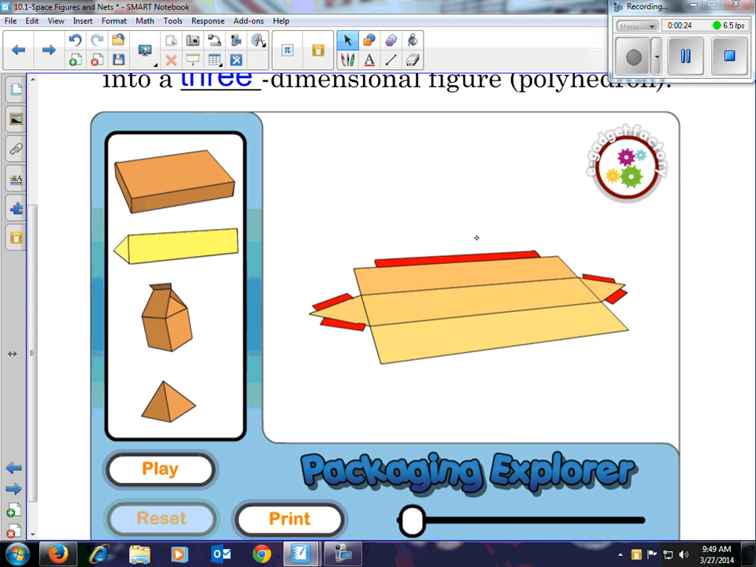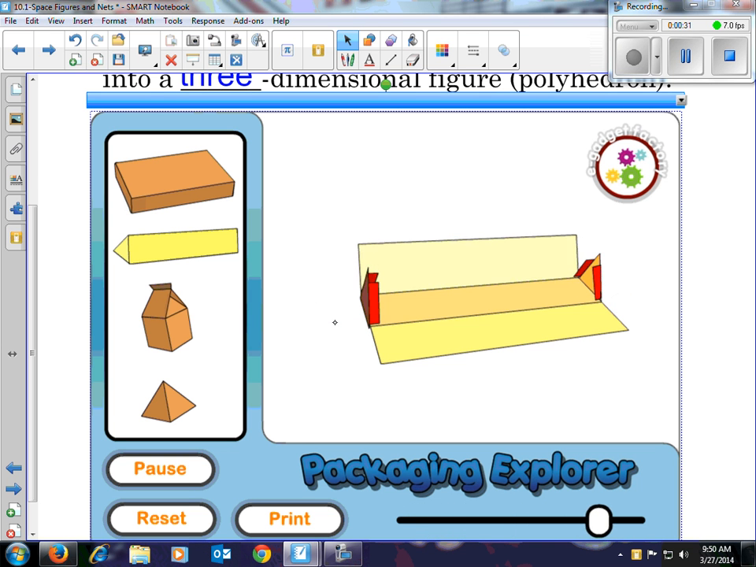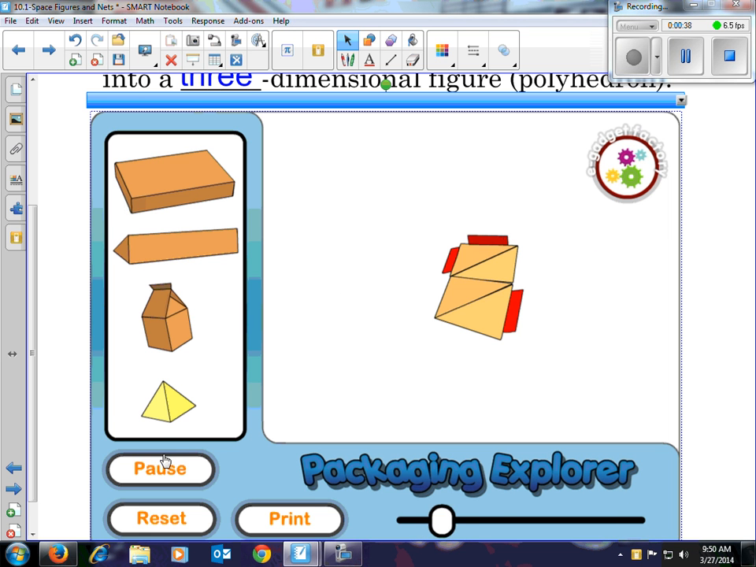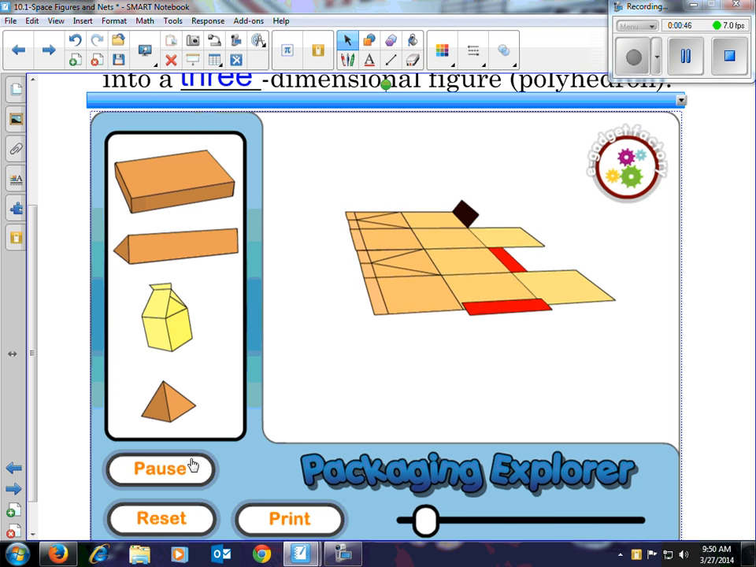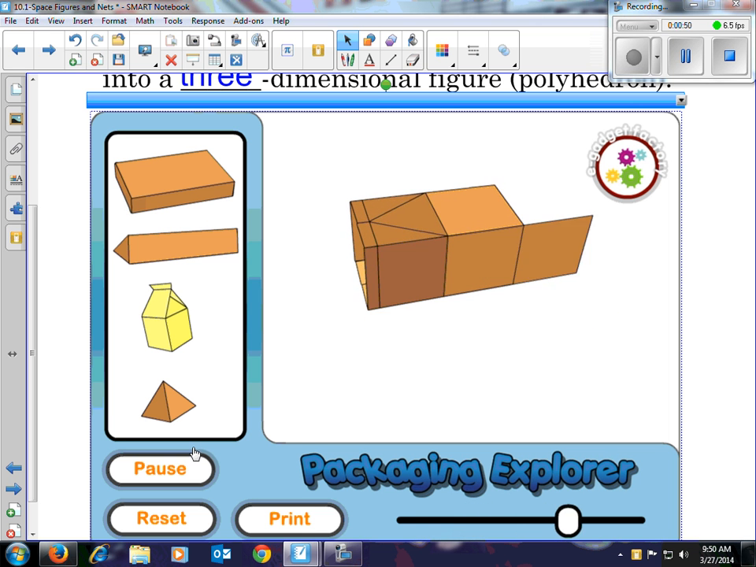So here's my net. It's my two-dimensional shape. And then if I press play, it's going to fold in all of these pieces and it's going to become a shape. We kind of did this for our first project in geometry, but you can look at all the different ones. So here's our net for our triangular pyramid, and it folds up. Here's a milk carton, and all of the pieces fold in.